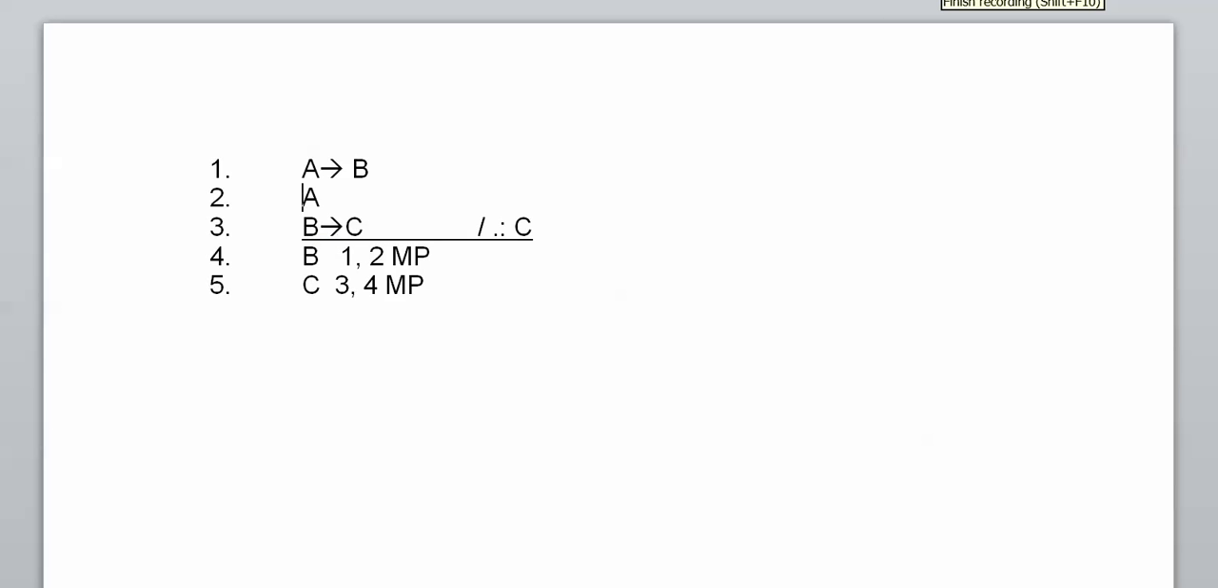Alright, now let's do one more and then I will leave you be. Okay, and lastly, here we go. D wedge E, not D. E implies F, and all of this we are going to try and use to conclude F.